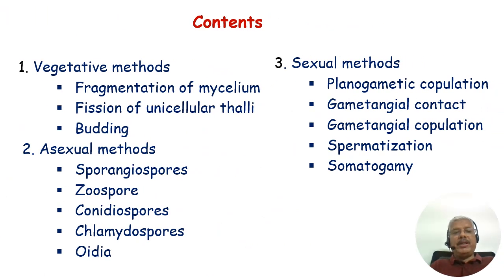So the various methods of reproduction in fungi discussed in this video are vegetative methods like fragmentation of the mycelium, fission of the unicellular thalli and budding. Under asexual methods of reproduction, that is asexual spore formation, formation of Sporangiospores, zoospores, Conidiospores, Chlamydospores and Oidia formation. The sexual methods of reproduction like Planogametic Copulation, Gametangial Contact, Gametangial Copulation, Spermatization and Somatogamy.